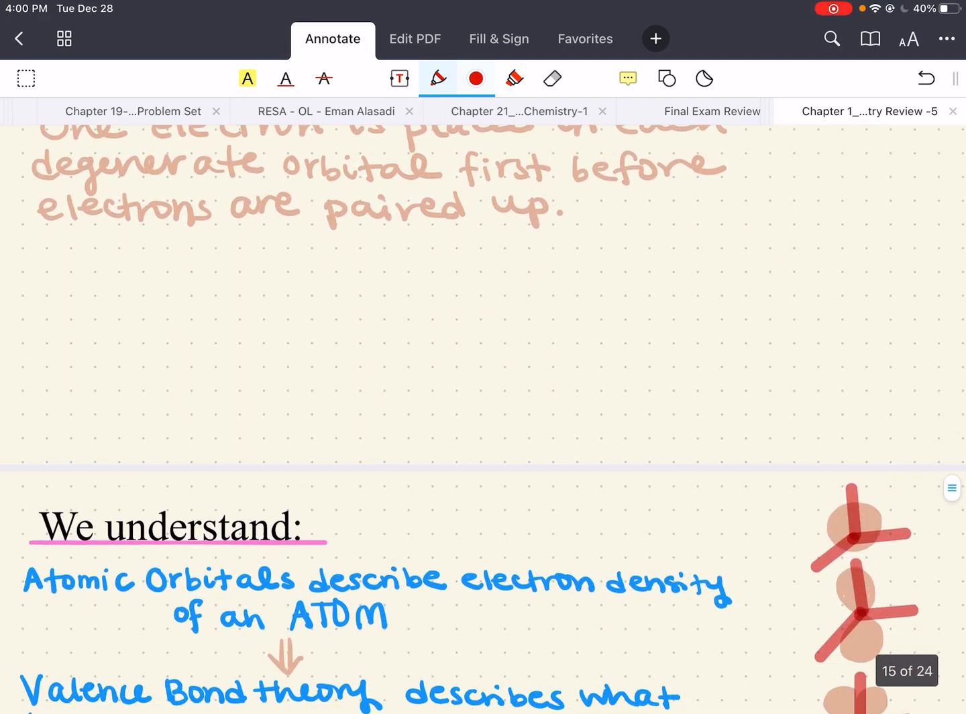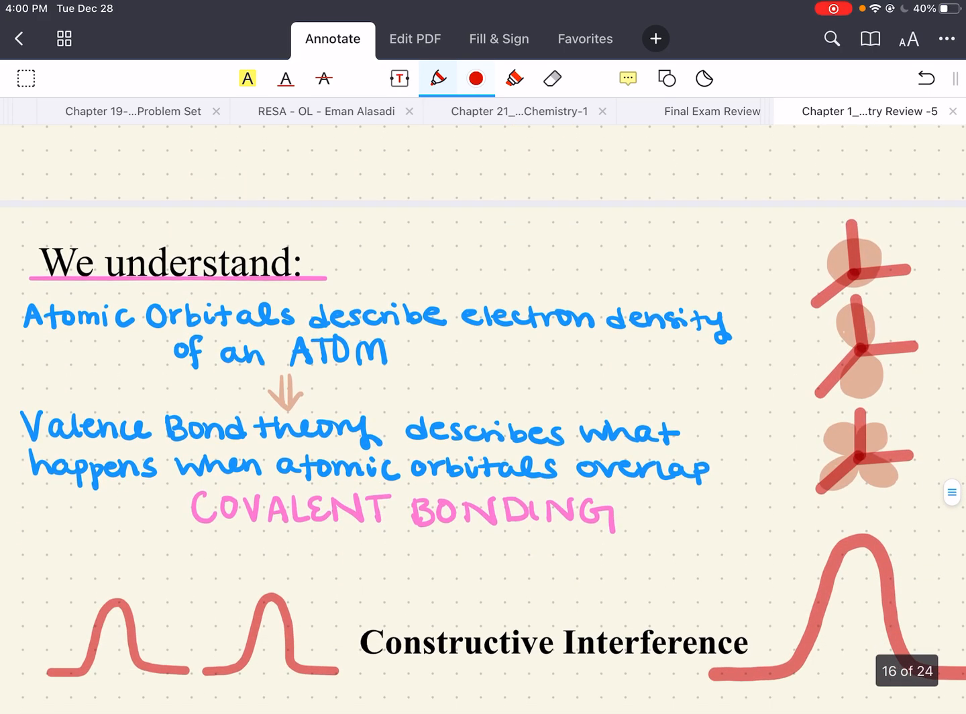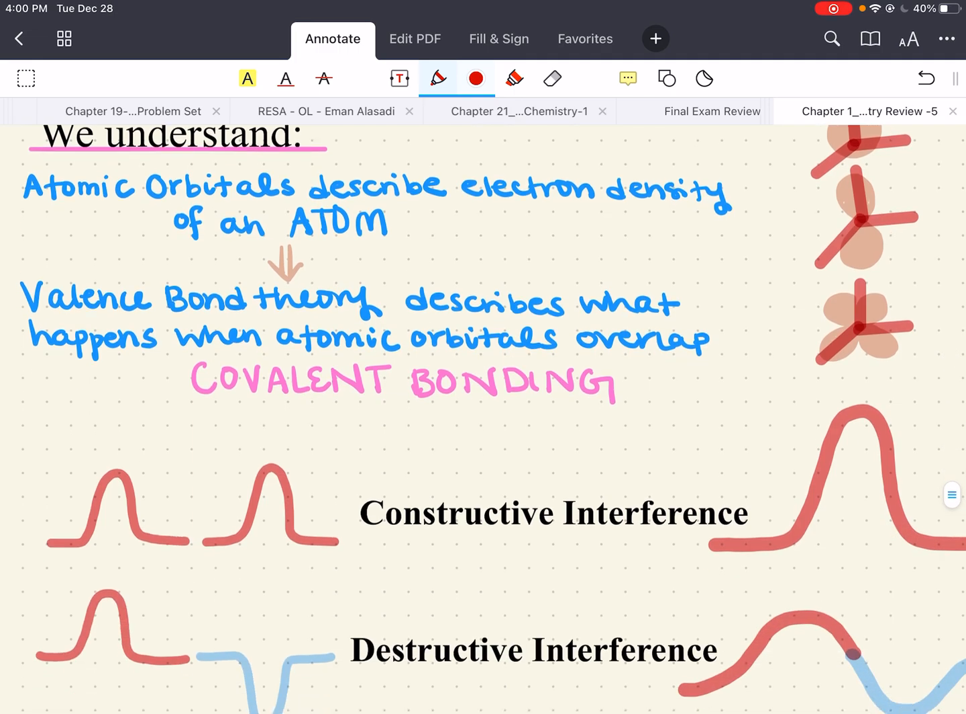Awesome. So now we understand atomic orbitals. They describe electron density of an atom. Valence bond theory describes what happens when atomic orbitals overlap. All right, so we know that each atom has atomic orbitals. What happens when two atoms try to form a bond? What do their atomic orbitals now look like after the overlap, after covalent bonding, for example?